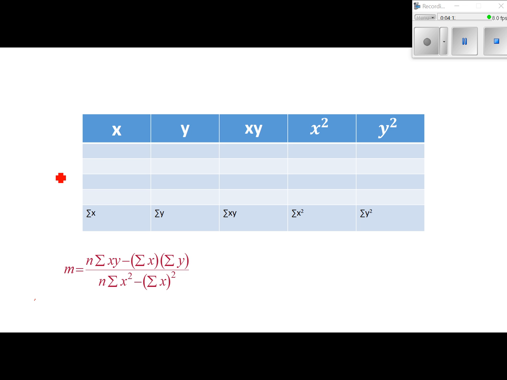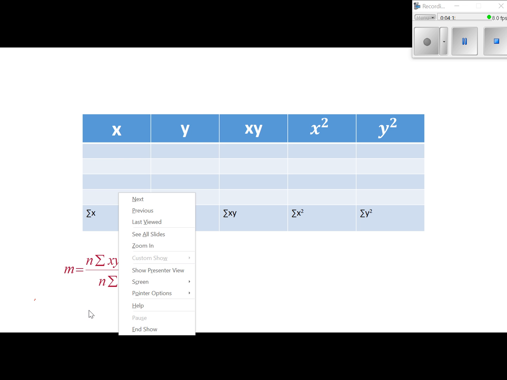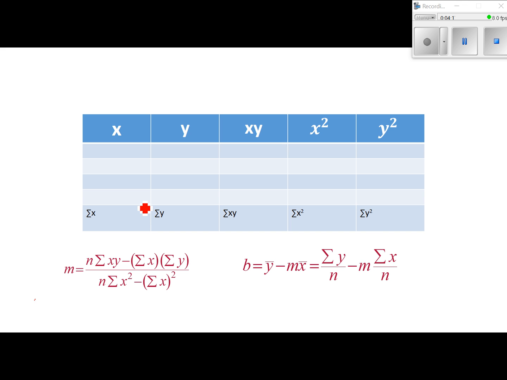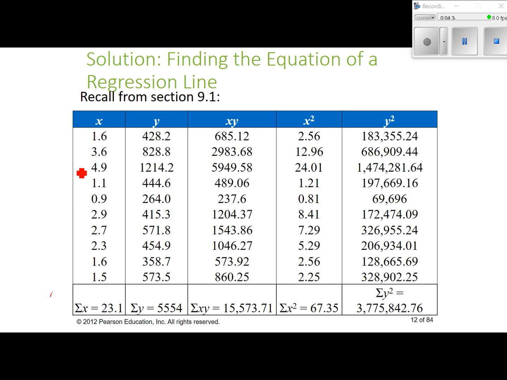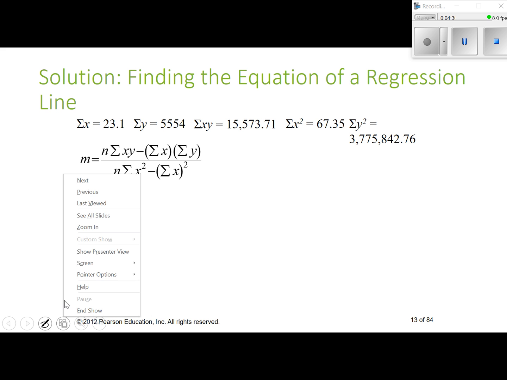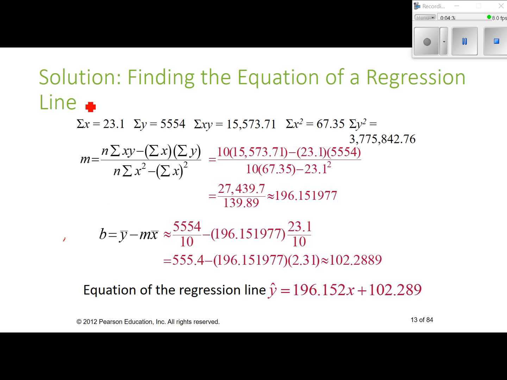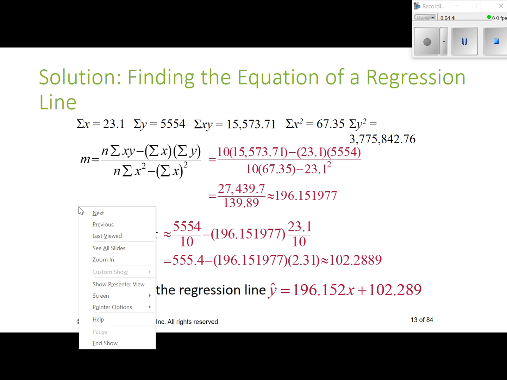This is that chart that we used to find M and B. Last time we didn't use this column to find R. This time we're going to use that column, so we're going to use all these columns. But this was to find M and B, which then you used your calculator to find, and that's what we're going to skip to next. I did this one out for you longhand last time.